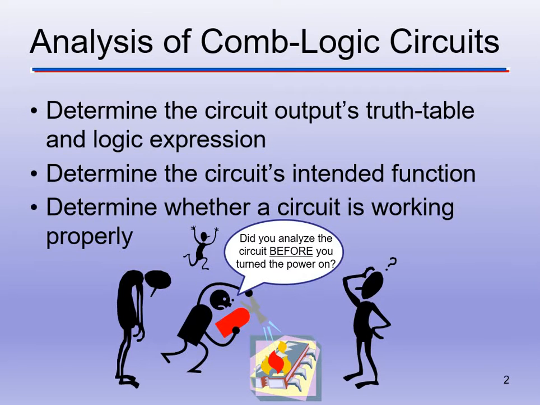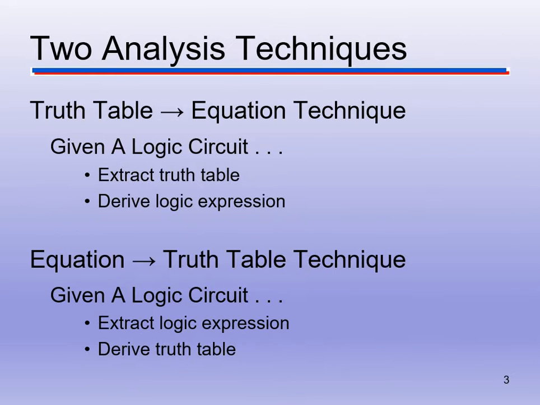Alright, so what's that really mean? What we're going to do is take a circuit. I'm going to give you a simple AOI, AND-OR-inverter circuit, and we're going to determine the truth table based on the logic expression that comes out of that circuit. So we're able to determine the circuit's intended function from that. We're also able to check and make sure the circuit is working correctly.